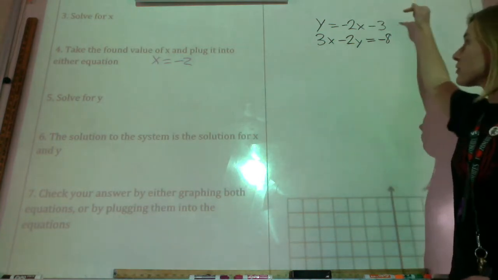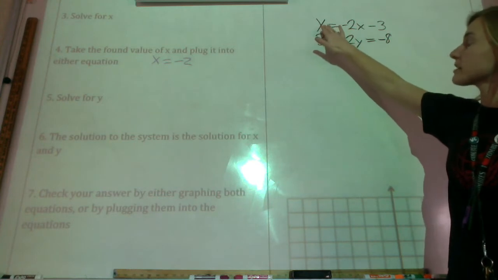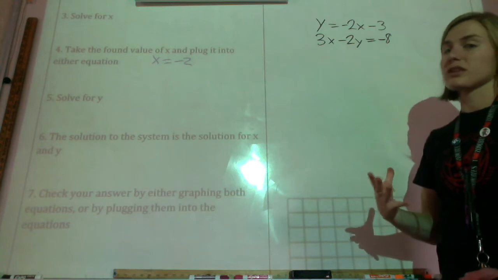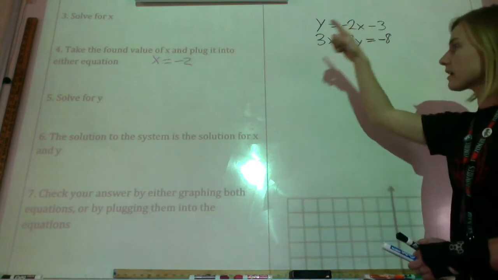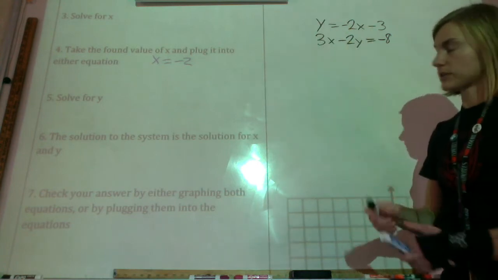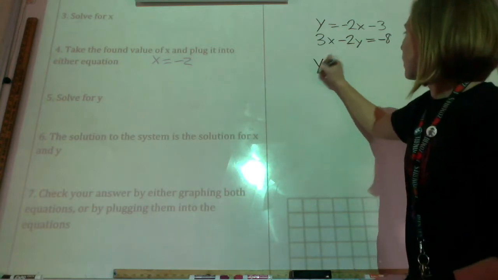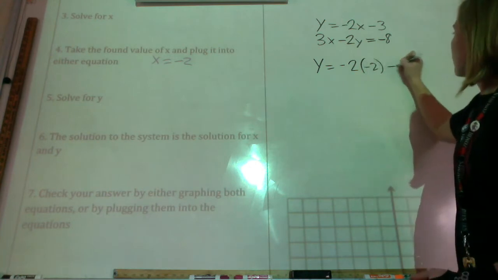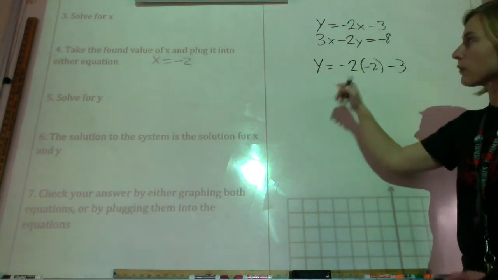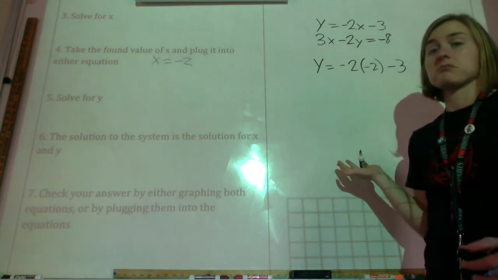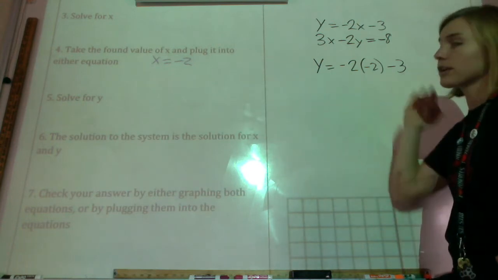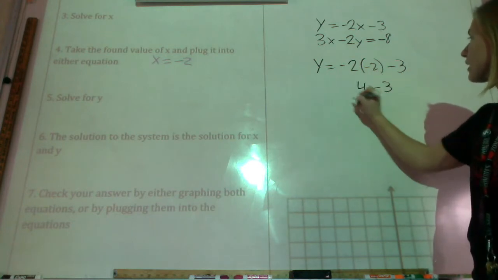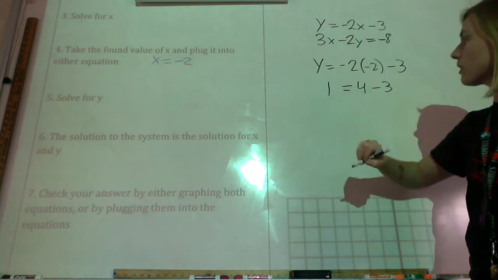I personally would choose the first one because we already have y by itself, so that'll make solving it easier later on. But if we plug it into the second one, we'll still get the same answer for y. So let's take negative 2 for x and plug it into our first equation. So that was y equals negative 2 times negative 2, minus 3. So we did step 4, we plugged that in, and step 5 is just solve for y, because once again we have one unknown, so we can solve. Negative 2 times negative 2 is 4, minus 3, so y is just 1.